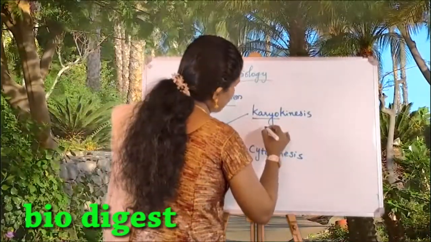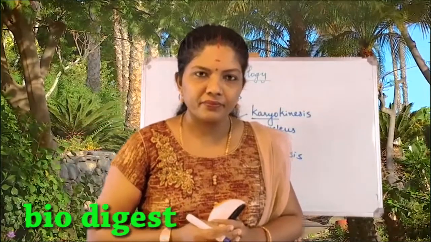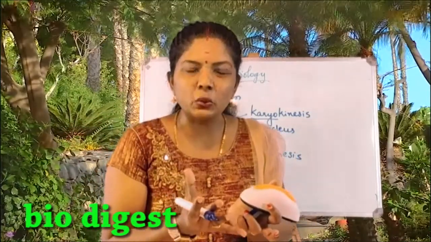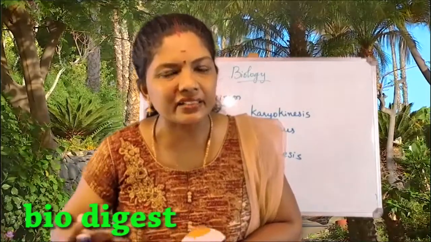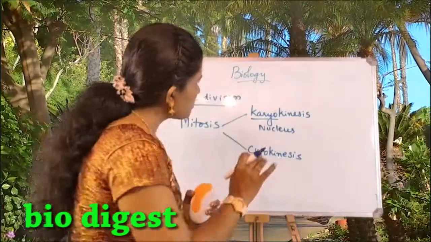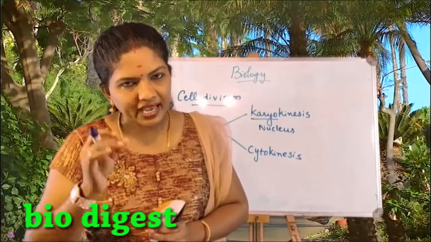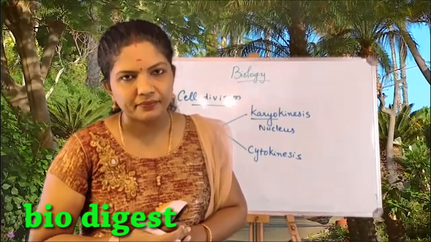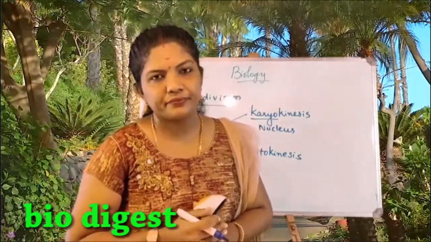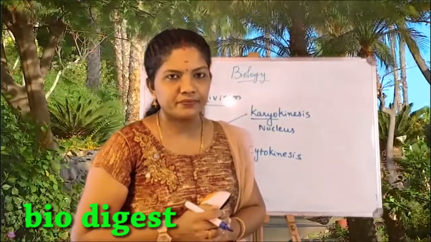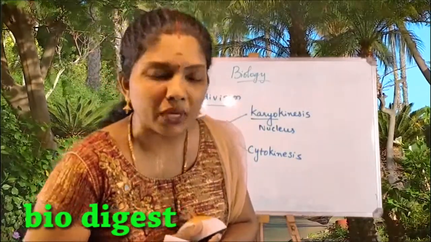Karyokinesis. Karyo means something related to the nucleus. There will be some changes taking place in the nucleus at the time of mitosis. All those changes finally result in the division of the nucleus. That is what is known as karyokinesis. So how will you define karyokinesis? The nuclear changes which finally lead to the division of the nucleus is called karyokinesis. I repeat, the nuclear changes which finally result in the division of the nucleus.